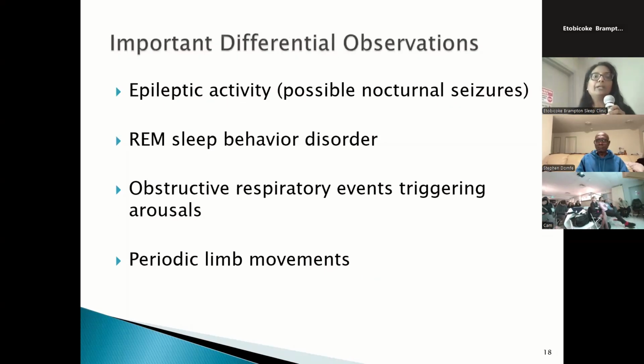So important differential observation: epileptic activity, possible nocturnal seizure can happen. So that is one of the differential observations. REM sleep behavior disorder, and obstructive respiratory events triggering arousals and periodic limb movements.